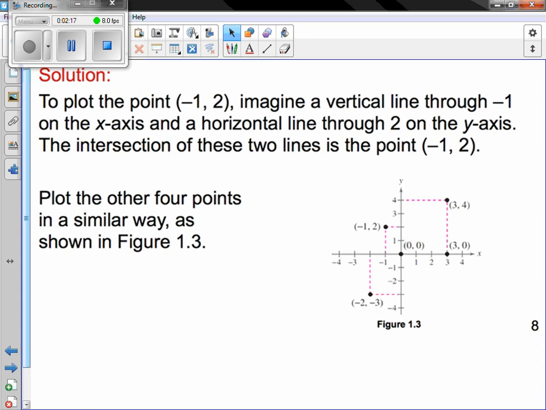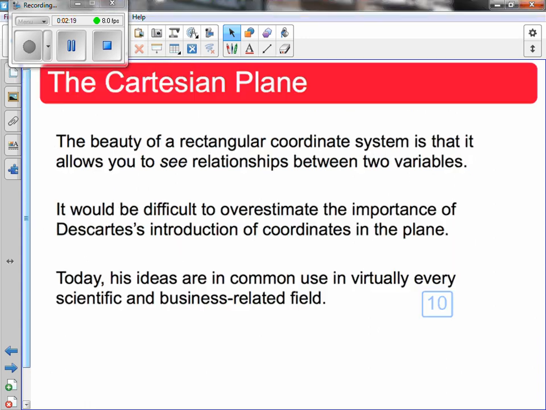It has them all listed out here, but the beauty of a rectangular coordinate system is that it allows you to see the relationship between two variables. It would be difficult to overestimate the importance of Descartes' introduction of coordinates in the plane.